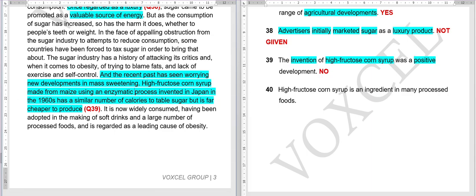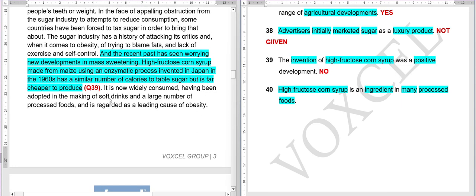High fructose corn syrup, again, is an ingredient in many processed foods. So, if this particular ingredient is used in many processed foods, then the answer will be yes. If not, no. If we don't know about that, not given. Let's read it. It is now widely consumed, having been adopted in the making of soft drinks and a large number of processed foods, and is regarded as a leading cause of obesity. So, obviously, here is our location, processed foods. So, you have around 10 seconds. The time starts now.